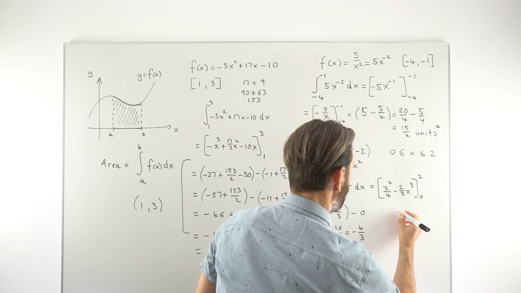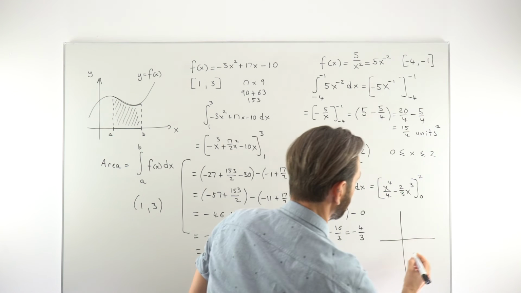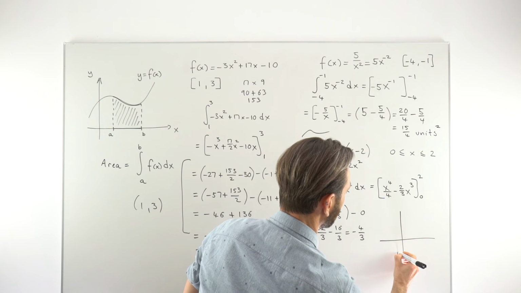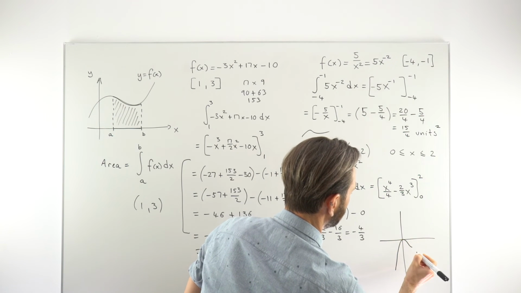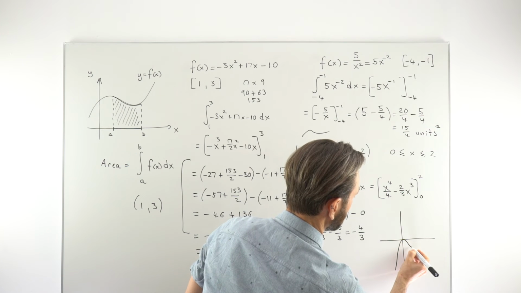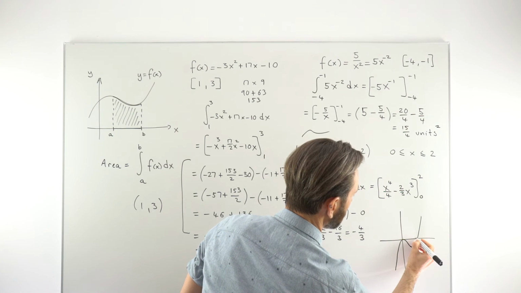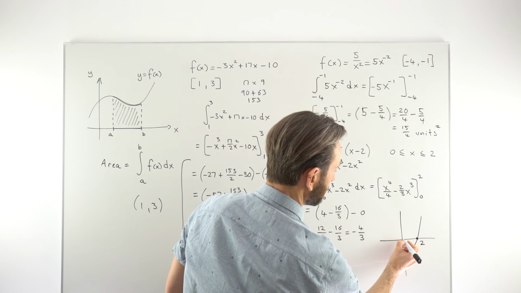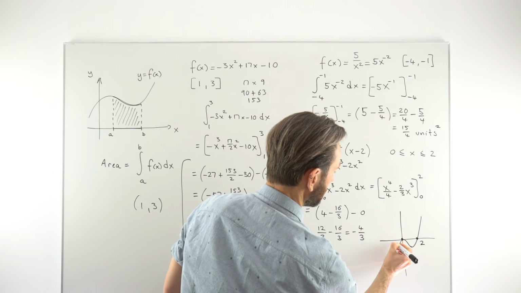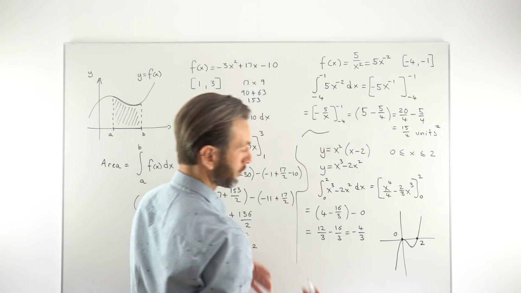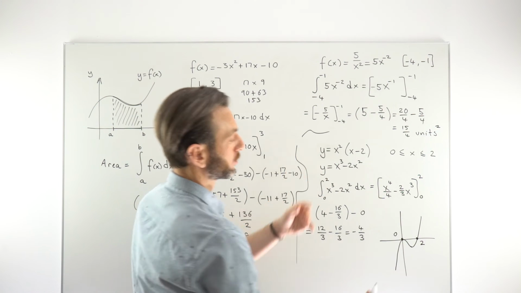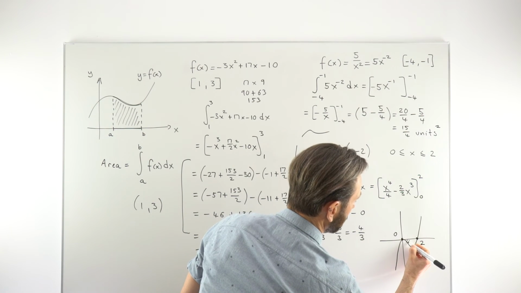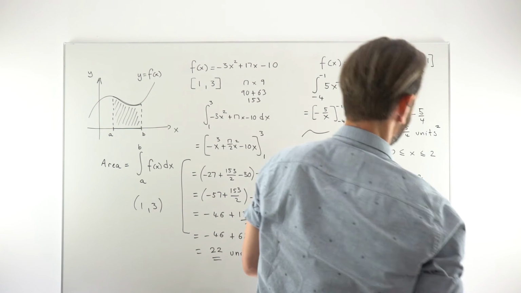If you look at the graph of this function, it basically goes like this. It's a polynomial, a cubic, it comes up like that, and it turns at 0 and then goes up like that. So this point here is at 2, the x-intercept, the root. This point here is at 0. So the area that we were representing here by our integral is actually this area here underneath the x-axis.